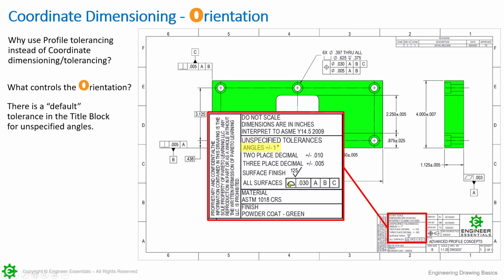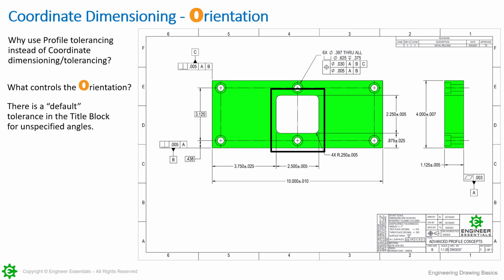So if you move over here and take a look at this, this is the tolerance block in the title block. Unspecified tolerances, angles are going to be plus or minus 1 degree. So that is going to apply to every surface on here unless stated otherwise. So whenever we're not using geometric controls and we're relying on these coordinate dimensions and tolerances, we go to this, we find that tolerance, and we will apply that.